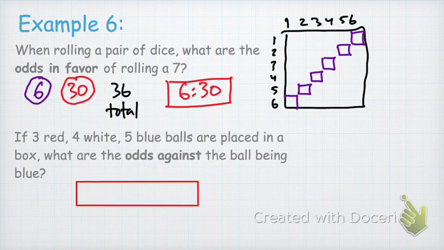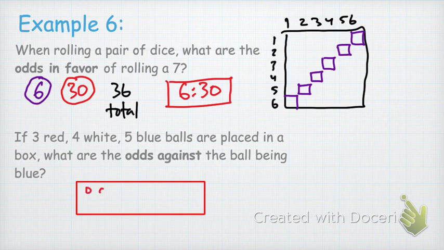So let me draw a box, and I'll put in some red balls, and I'll put in some white balls. Sorry, the white balls are a little bit hard to see here, I guess. And we'll put in some blue. And again, I'm going to be interested in what are the ways of getting blue, what are the ways of not getting blue, what are the ways total.